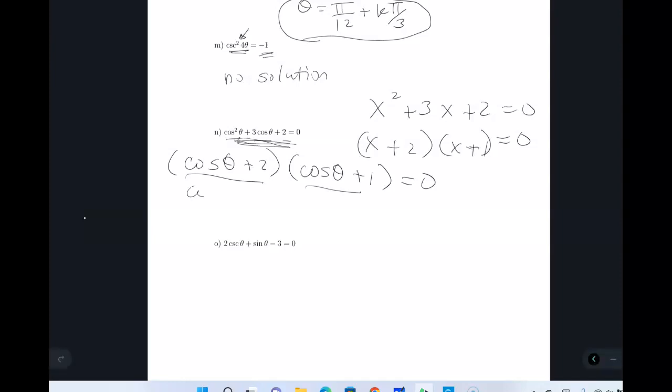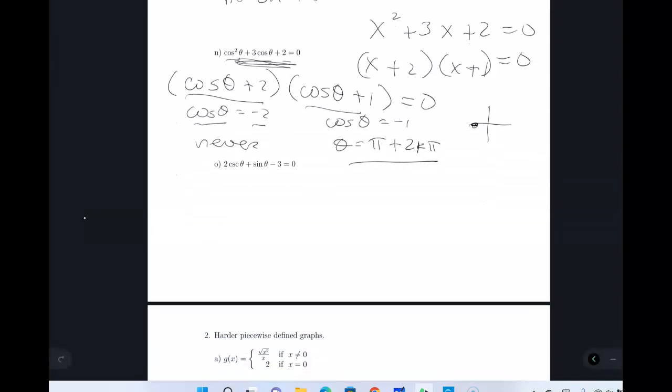So here we go. Cosine of theta is negative 2. Cosine of theta is negative 1. So cosine of theta, when is it negative 1? Back here. So theta is pi plus 2k pi. And when is cosine of theta equal negative 2? Never, because we're talking about the unit circle, right?